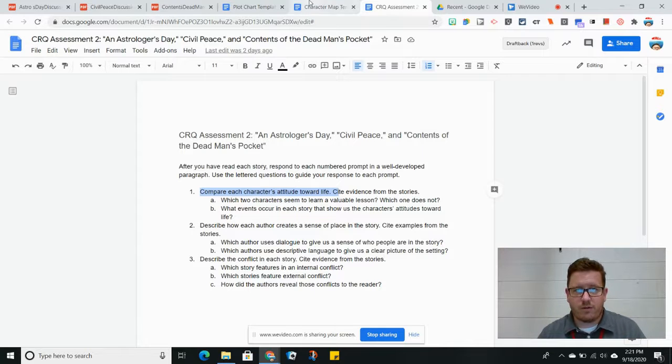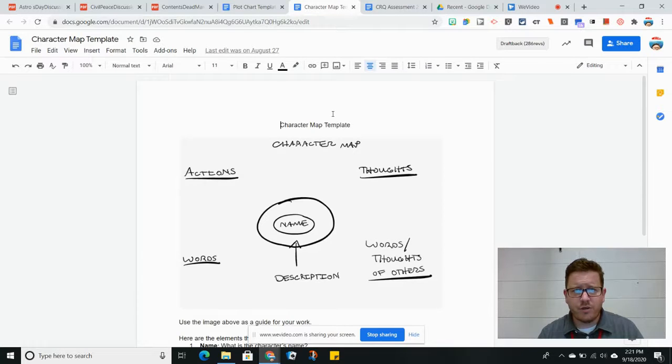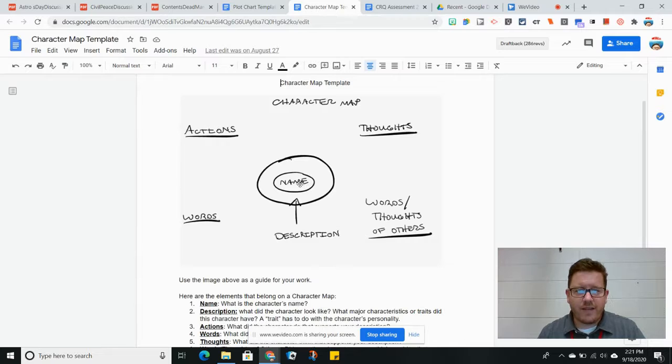This is where the character map comes into play. So after you read each story, I want you to write the name of the character in the middle and then give me descriptions of that character around the character's name. Don't focus solely on physical characteristics. In fact, most of the stories that we've read don't really give clear physical descriptions of the actual protagonists. Focus instead on personality traits.